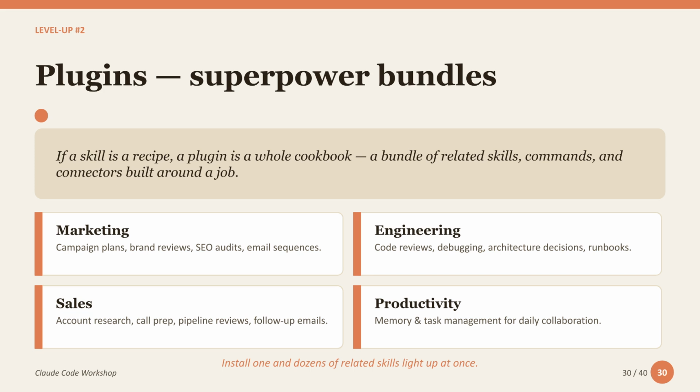Level up 2, plugins. If a skill is a recipe, a plugin is a whole cookbook, a bundle of related skills built around a job role, such as marketing, engineering, or sales. Installing one plugin instantly gives you dozens of specialized skills.